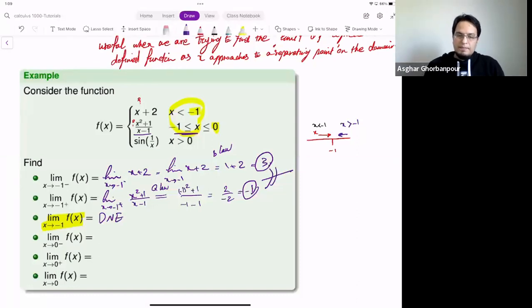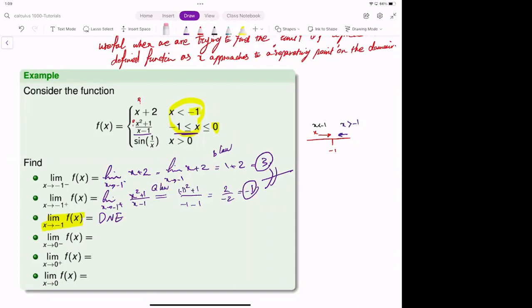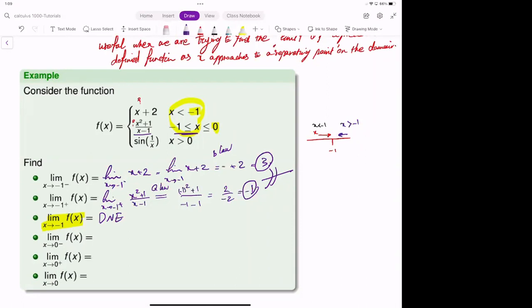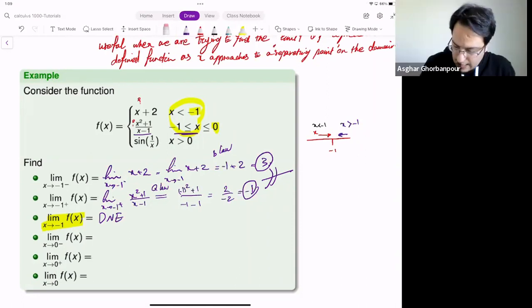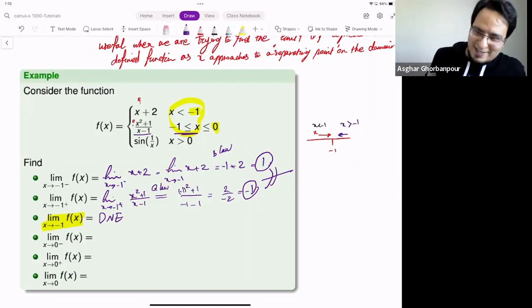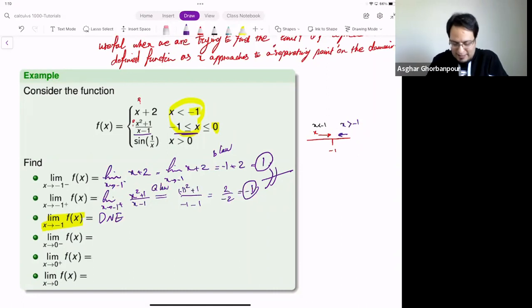Yusuf, please. Yeah, I think the first one is -1 plus 2, right? Oh, you're right. You're right. Thank you. Yes, I made a mistake there. This is -1. I'm approaching from the negative side, and this will be 1. But okay, good. Still not equal, and the limit does not exist. Thanks for pointing that out. You're welcome.